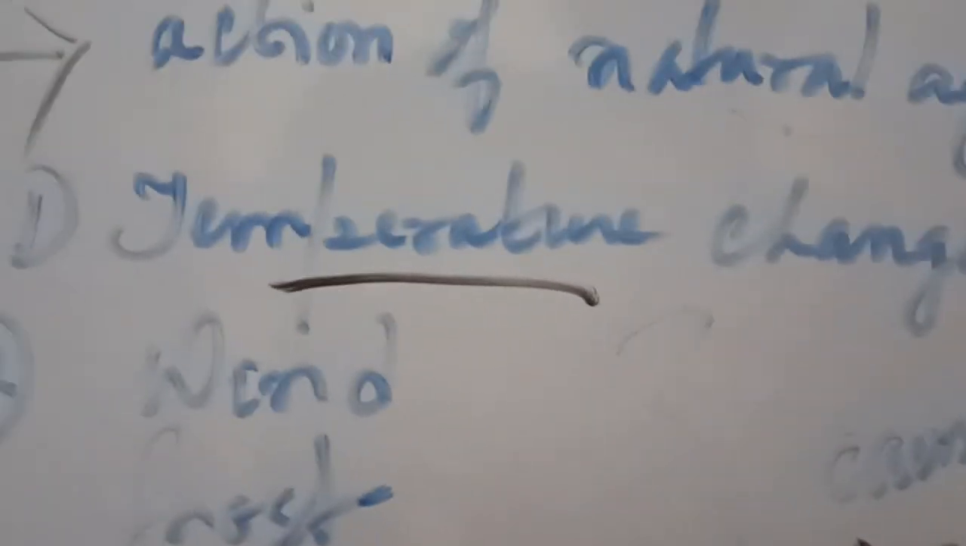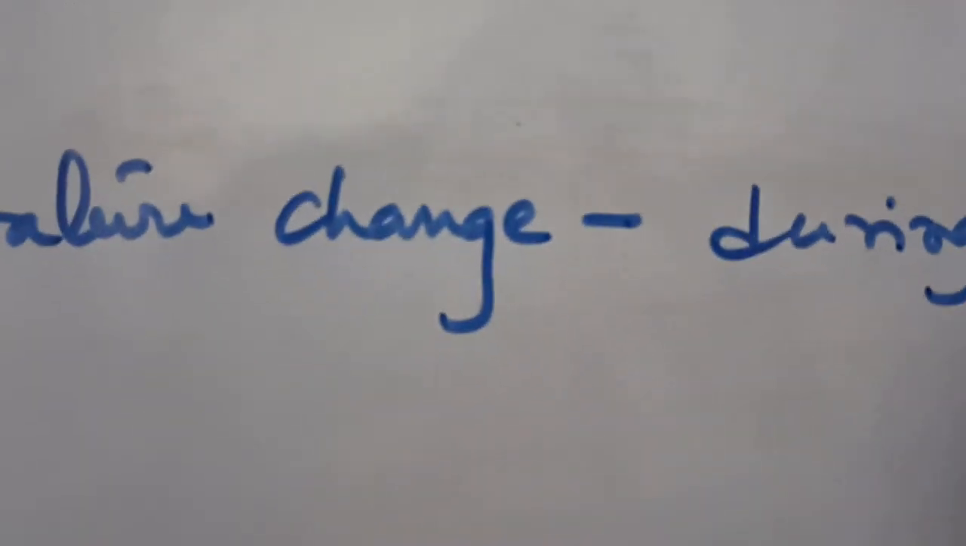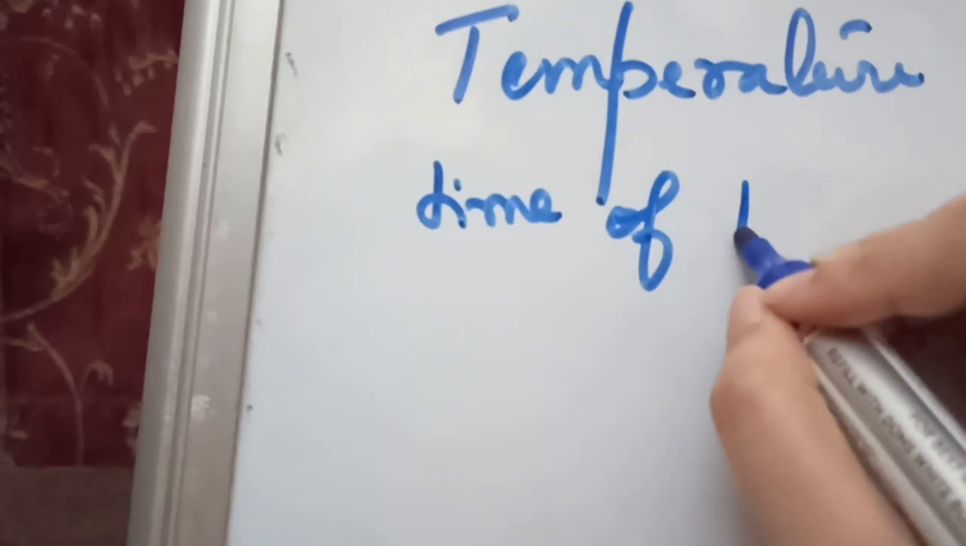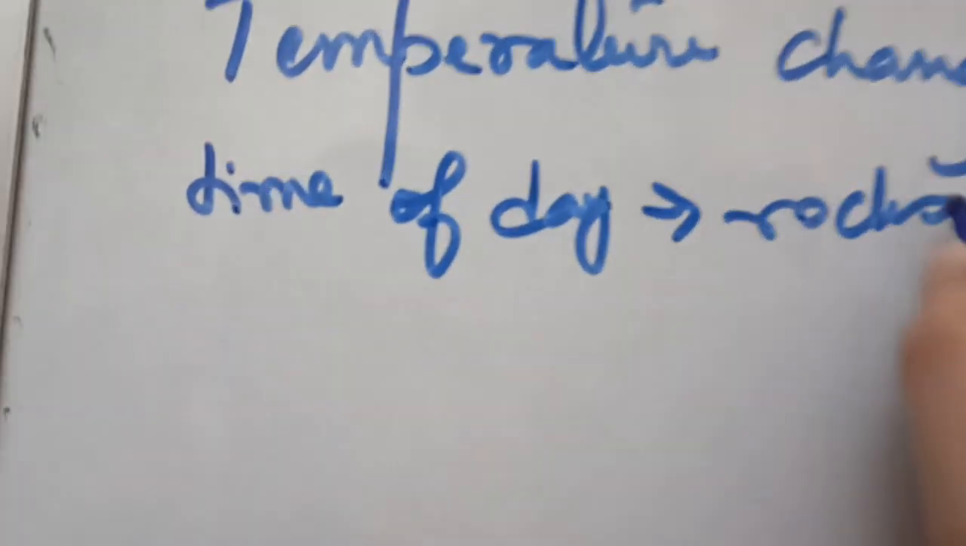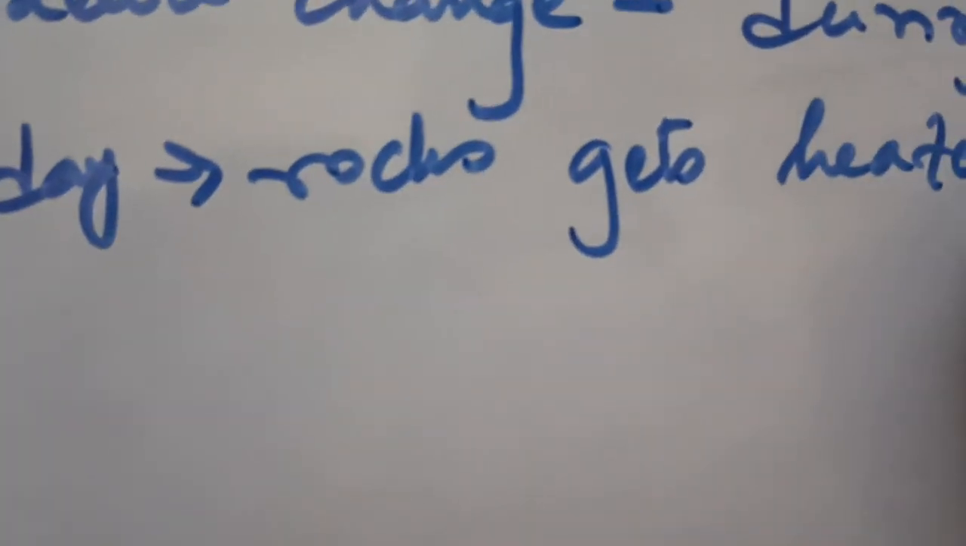Now let us see how the change of temperature works and how it results in physical weathering. In the desert region there is a wide daily range of temperature, and what happens due to this? During the daytime, the rocks that are present get heated up. When the rocks get heated up, they expand.